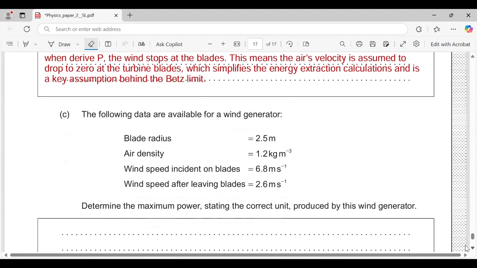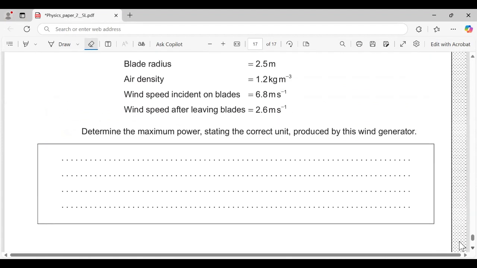The following data are available for a wind generator. These are the data. Determine the maximum power, stating the correct unit, produced by this wind generator. So we are going to find the swept area first. The swept area is pi times r squared, which is pi times 2.5 squared, because r, according to the information, is 2.5, and it is 6.25 pi.